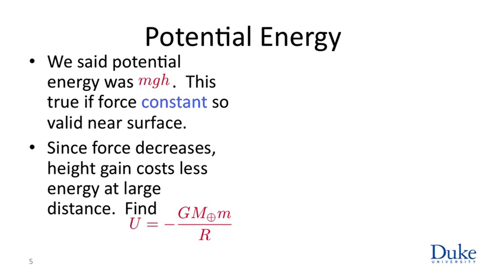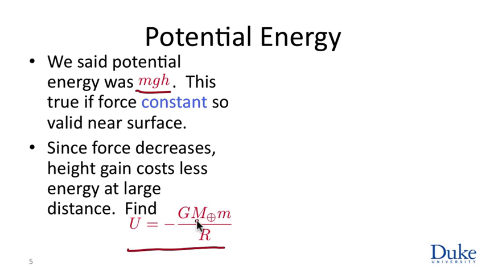Let's apply what we've learned to understanding potential energy in gravity. We've already had an expression for potential energy, mgh, but this was valid as long as we assumed the force of gravity was constantly mg. We saw that as you get farther from the center of Earth, the force decreases. Every height gain costs less energy, and therefore, taking that into account, we find an exact expression. This is the exact expression for gravitational potential energy in Newtonian gravity. These two do not look the same, and I did not derive this because it requires some calculus.